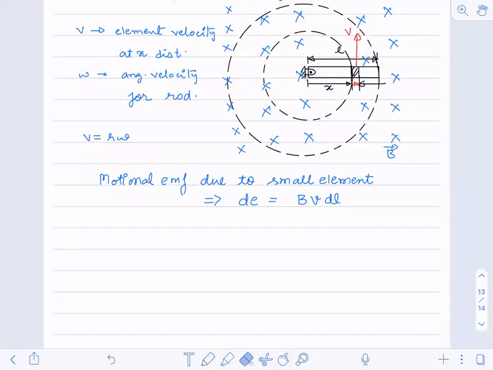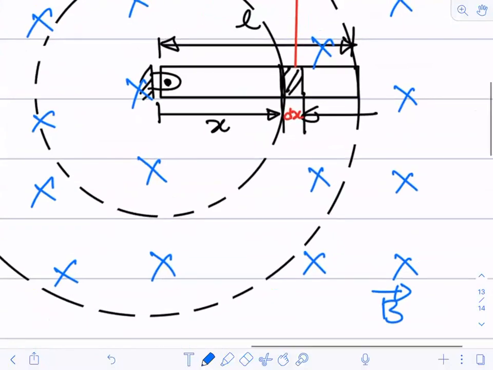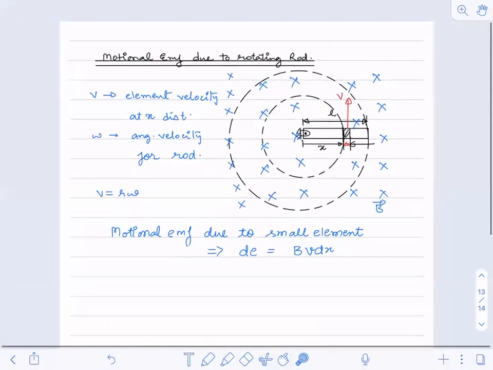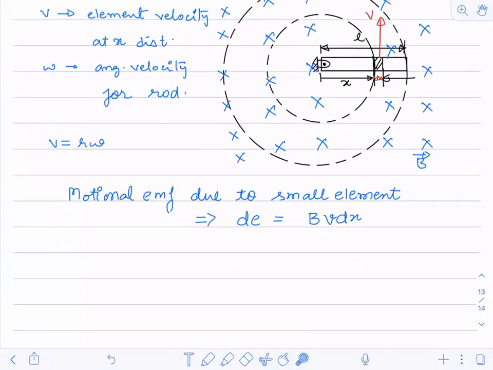Sorry, yesterday we had assumed it as dx, so we'll stick to that. This is the dx value, the element size. This element size is dx. That is dE, the induced EMF.